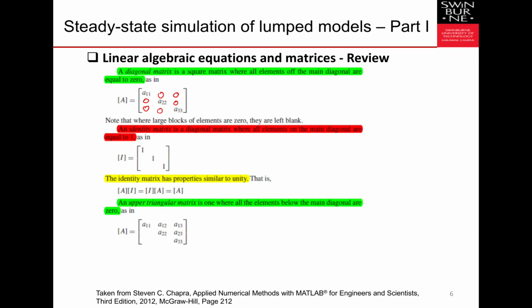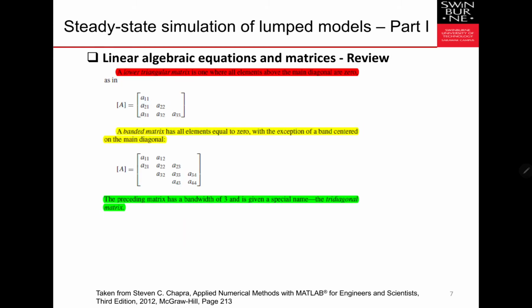An identity matrix is a diagonal matrix where all elements on the main diagonal are equal to 1. The identity matrix has a property similar to unity. If you multiply A by the identity matrix, or the identity matrix by A, the result should be equal to A. An upper triangular matrix is one where all the elements below the main diagonal are 0. So we move into the next slides.